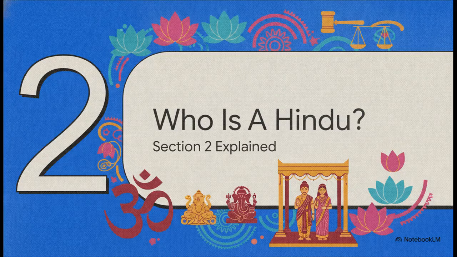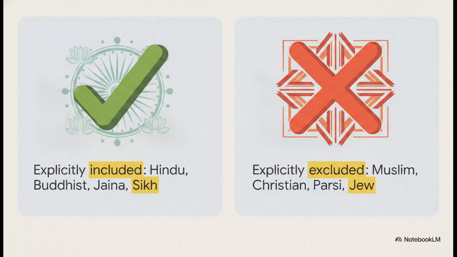Section 2. Who exactly is a Hindu? When we're evaluating applicability, it's honestly just as much about who isn't a Hindu as who is. The Act explicitly includes anyone who's Hindu by religion in any of its forms or developments. This includes Vaishnavas, Lingayats, and followers of the Brahmo, Prarthana, or Arya Samaj. It also explicitly includes Buddhists, Jainas, and Sikhs. Conversely, it explicitly excludes anyone who is Muslim, Christian, Parsi, or Jew by religion. This stark contrast is the key to locking down jurisdiction.